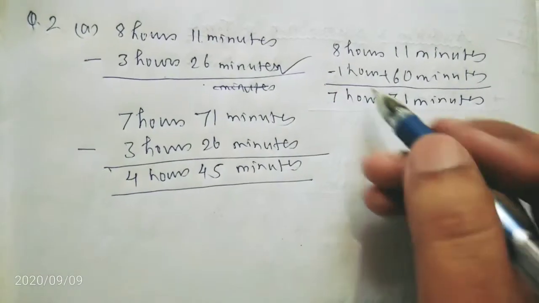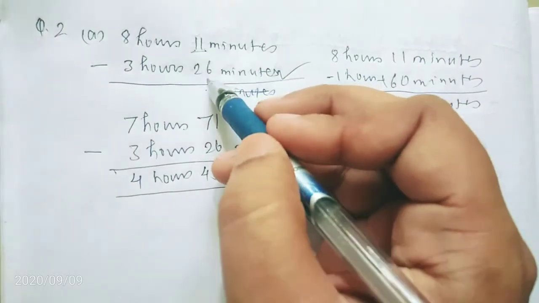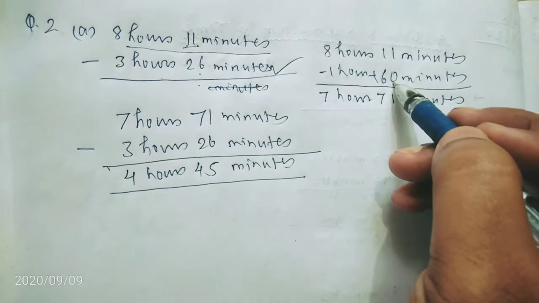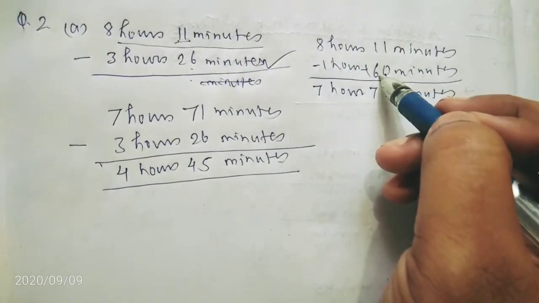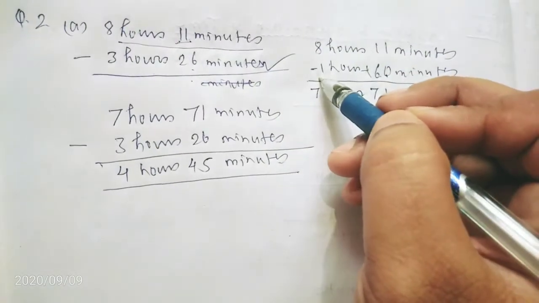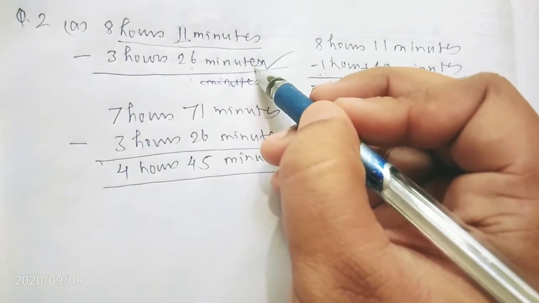So in this way you have to follow this. When the top number is less than the bottom number, then you have to add 60 to the minutes, because you are borrowing 1 hour. 1 hour means 60 minutes, that's why you have to add 60 minutes, and here 1 hour less, that means you have to minus 1. Then after that, from this number you have to minus this number.